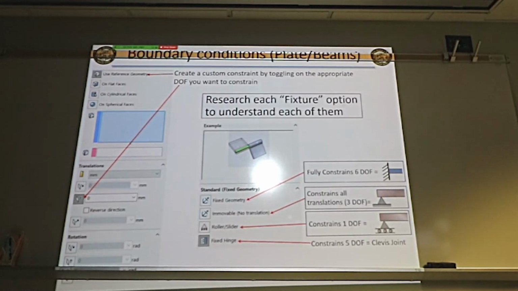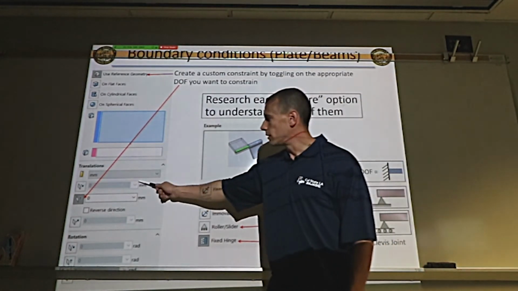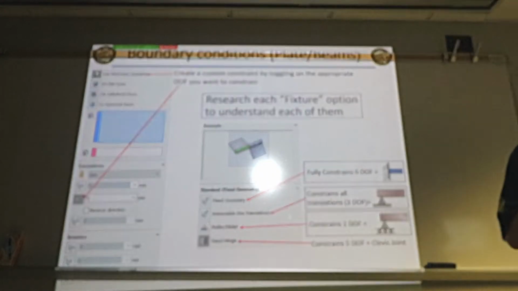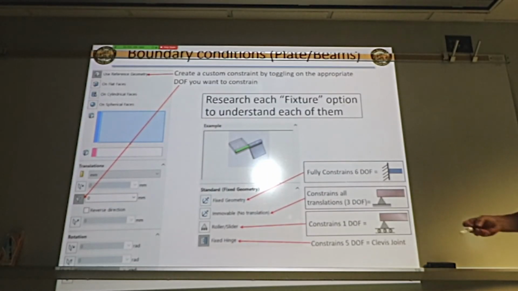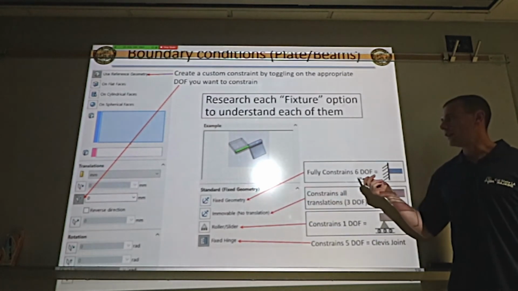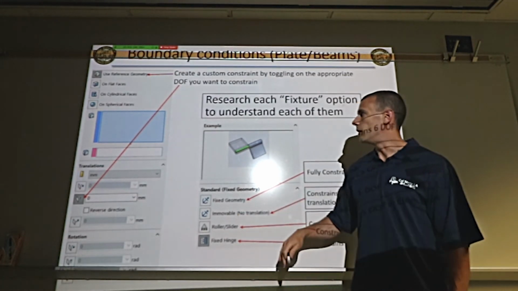So put a 0 anywhere you want to constrain it. Okay, so for plates and beams, you're going to see 6 of these because they have 6 degrees of freedom. Okay, so you have to do translations and rotations. So if you do fixed geometry, you're going to fix it. So this is obvious.